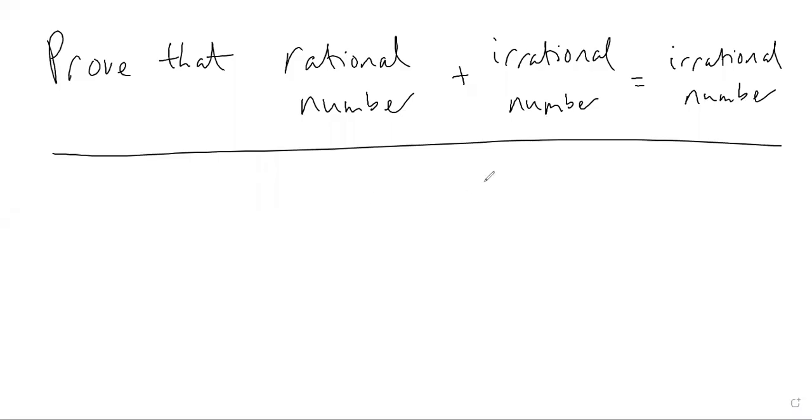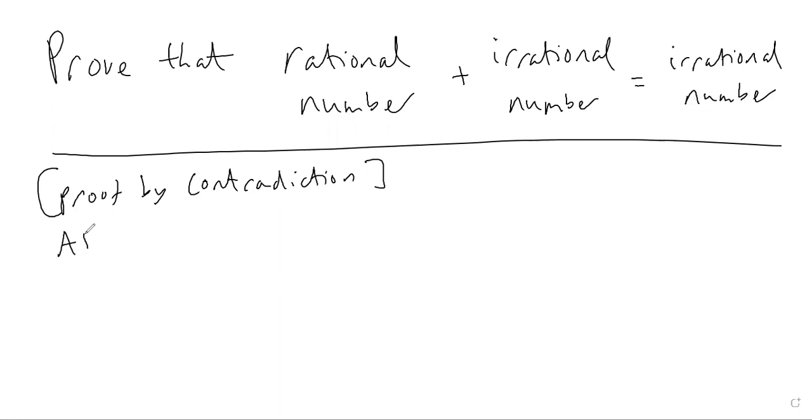Hello, so in today's video, we're going to look at proving that a rational number plus an irrational number is an irrational number. This is going to be another proof by contradiction. So we're going to assume that our conclusion is actually incorrect. We're going to assume that a rational number plus an irrational number gives you a rational number.